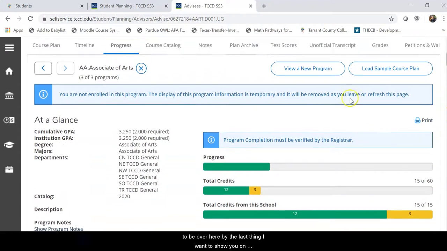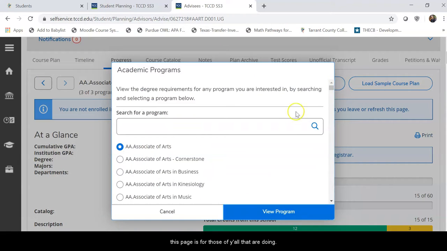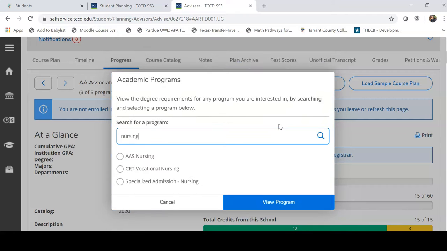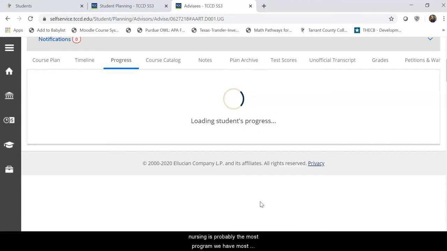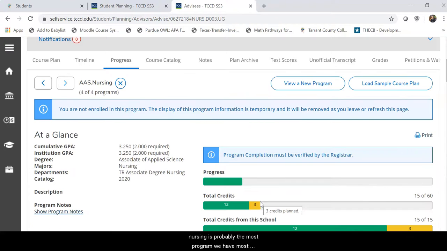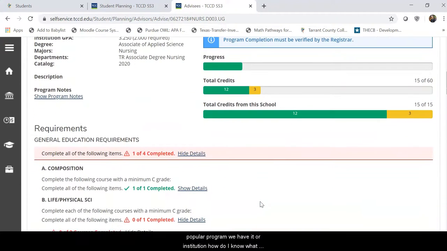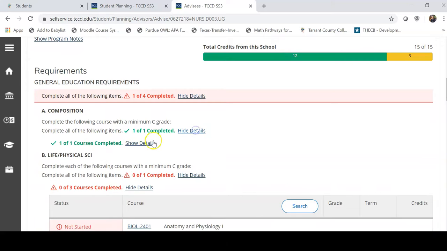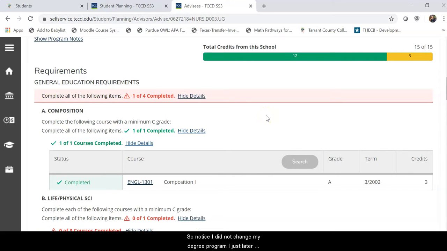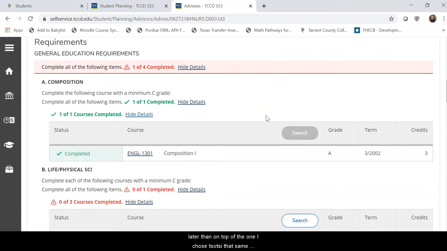The last thing I want to show you on this page is for those of y'all that are doing a program that might be selective admission. So nursing is probably the most popular program we have at our institution. How do I know what I need for nursing? Notice I did not change my degree program, I just layered it on top of the one I chose.